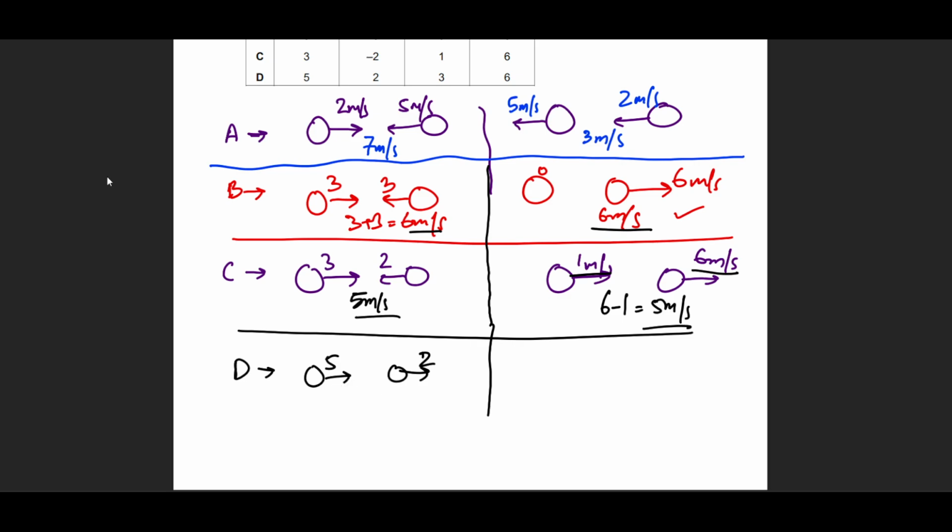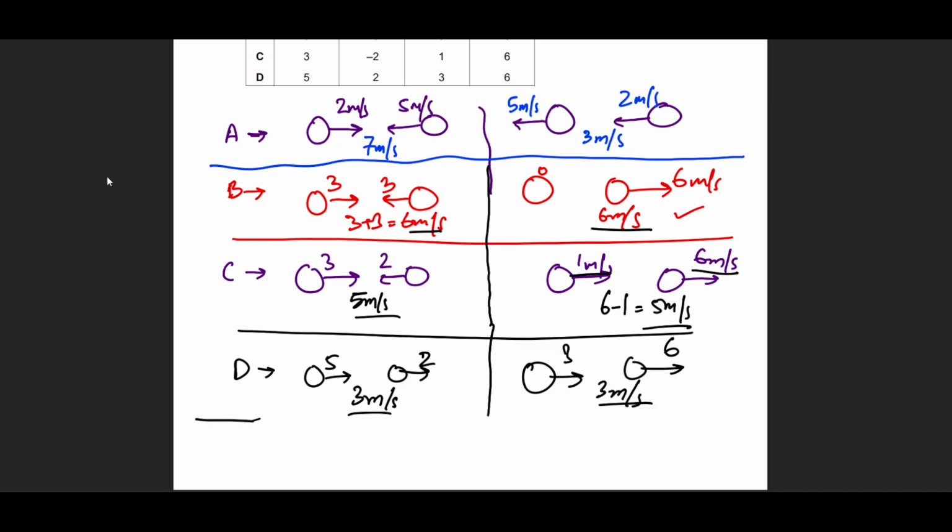Okay, the second idea, 3 and 6, that means that this one is moving at 3 and the first object is moving at 6. So relative speed suggests that same direction should be subtracted. So this will be 5 minus 2, giving us 3 meters per second. And this will be 6 minus 3 because they are same direction. So this will be 3 meters per second.